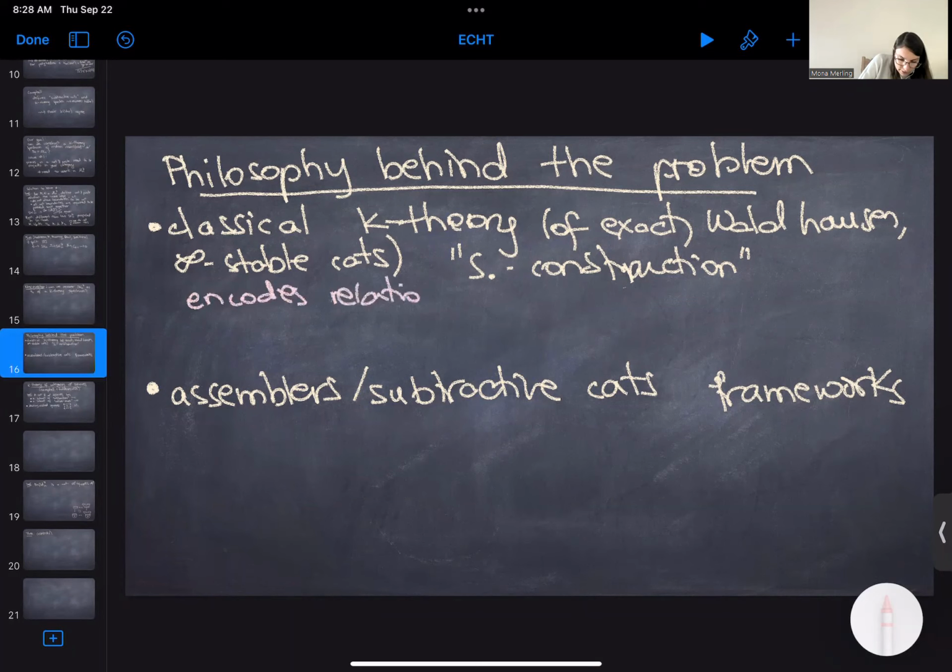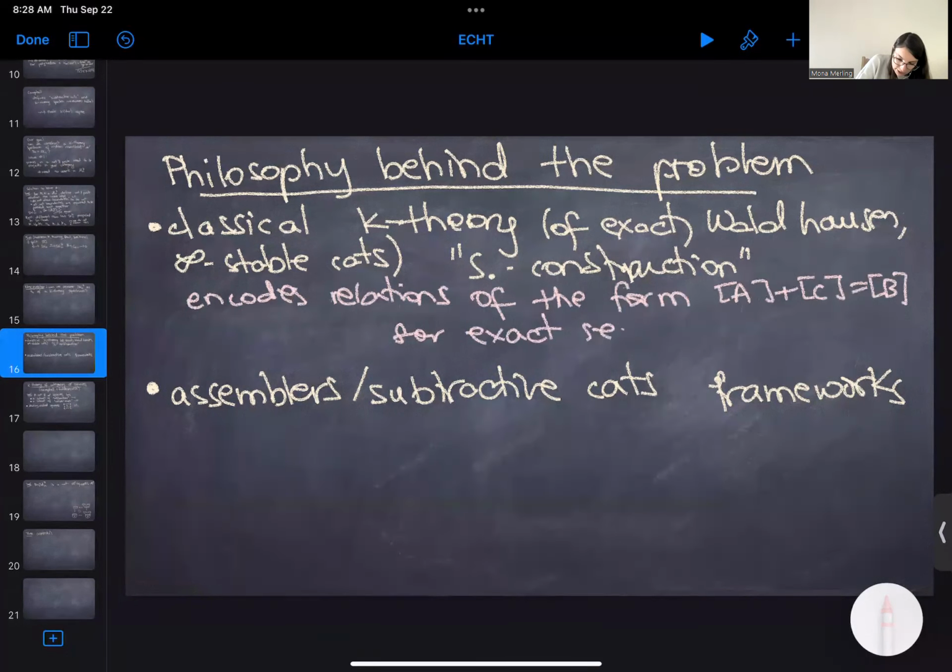relations of the form A plus C is equal to B for exact sequences. So for exact sequences, A to B to C. So what algebraic K-theory does classically is it breaks off exact sequences, so very concretely on K naught, and then it does this via the additivity theorem, like on the higher homotopical level.